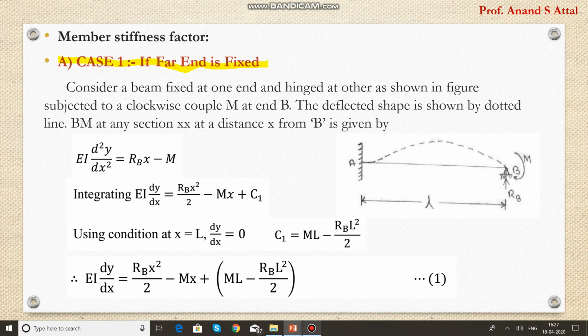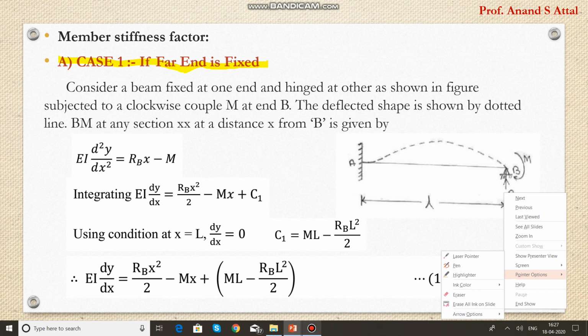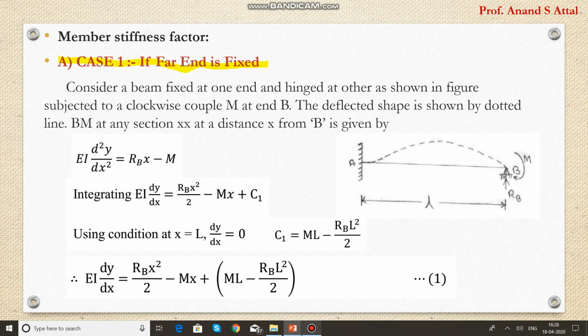The first concept to understand is the member stiffness factor. It has two cases: if the far end is fixed, and if the far end is hinged. As we said, all the members at a joint are considered fixed. Now let us consider a beam with one end fixed and the other end hinged, and a moment M in a clockwise direction acting at B.